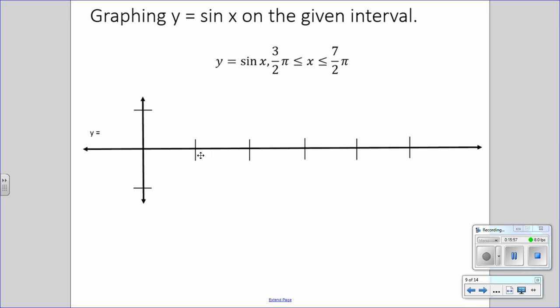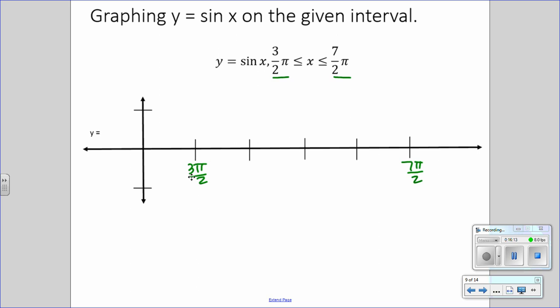Okay. This is why I have five tick marks here. So I'm going to put 3 pi over 2 on my first one, since that is my first number. I'll put 7 pi over 2 on my last one. And then we're going to fill in these other numbers.